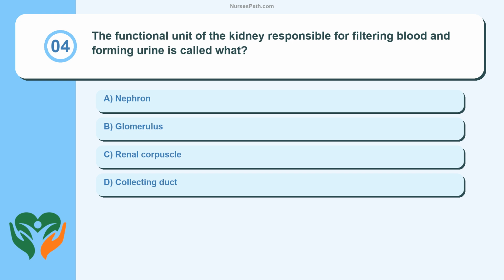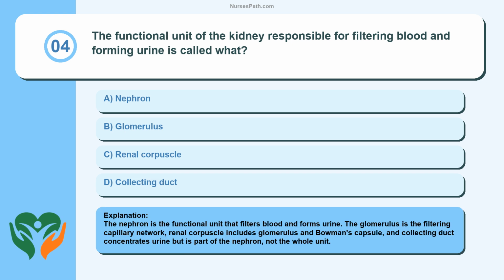Question 4. The functional unit of the kidney responsible for filtering blood and forming urine is called what? Nephron. Glomerulus. Renal corpuscle. Collecting duct. The nephron is the functional unit that filters blood and forms urine. The glomerulus is the filtering capillary network, the renal corpuscle includes the glomerulus and Bowman's capsule, and the collecting duct concentrates urine but is part of the nephron, not the whole unit.